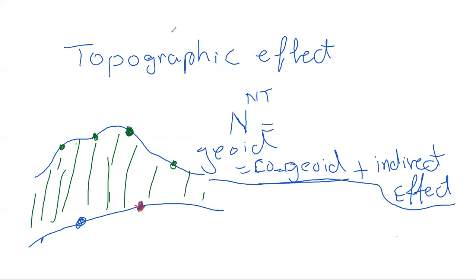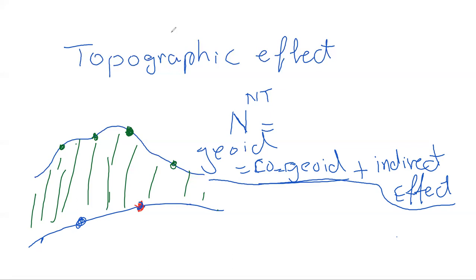So what can we do? Because it's not the true geoid, we restore the effect of topographic masses again to the co-geoid to make it geoid. That's the whole story for the topographic effect.